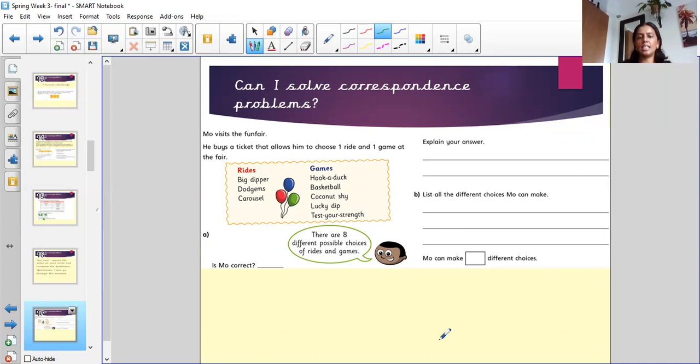So what we actually need to do is the amount of rides times by the amount of games. So we've got 3 rides, so we can do 3 times by the amount of games. 1, 2, 3, 4, 5. So 3 times 5 equals 15. So is Mo correct? No, he's not correct.